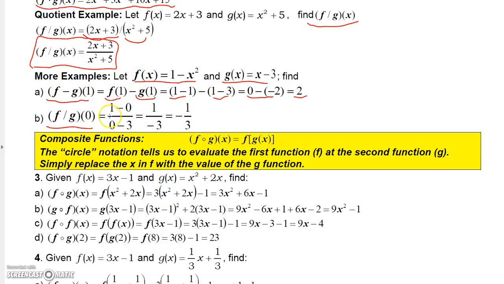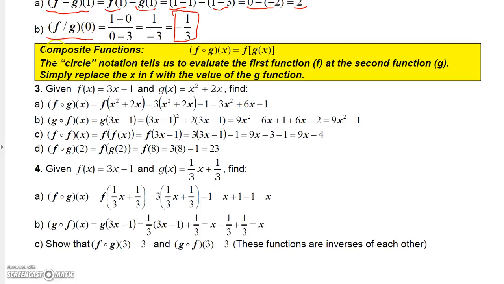Alright, what about f divided by g evaluated at 0? Well, that would be f of 0 over g of 0. So I evaluate the f function at 0, so that would just be 1 minus 0. I evaluate the g function at 0, and I get 0 minus 3. So on top I get 1, on bottom I get minus 3, and that's going to give me minus 1/3. Now again, you could actually just get the f over g function and evaluate it, which would just be this function over this function. And then you could plug 0 into that new function f over g, and you'd still get minus 1/3.